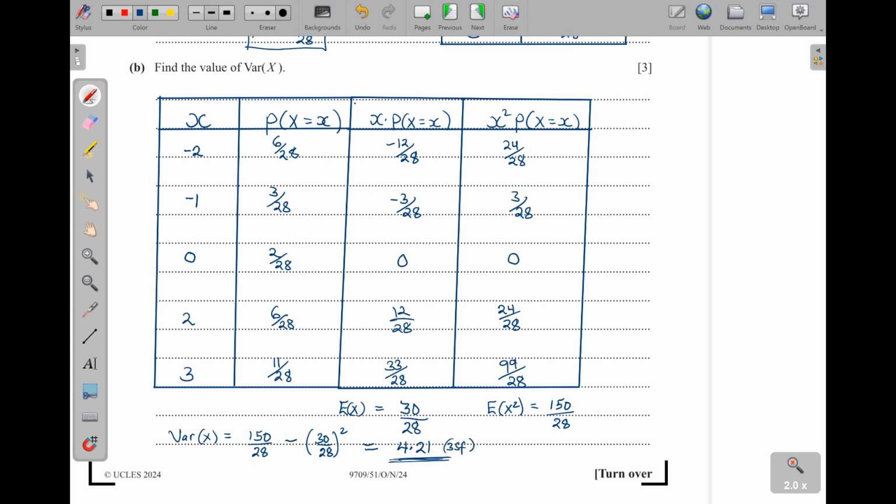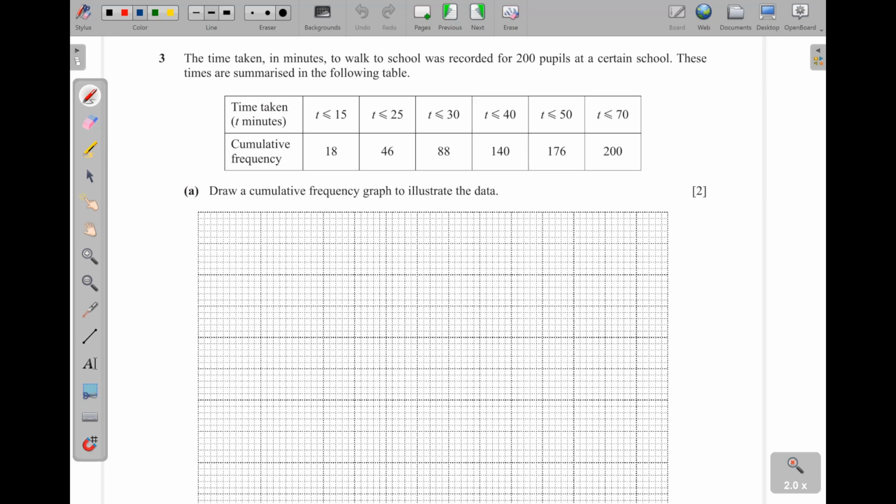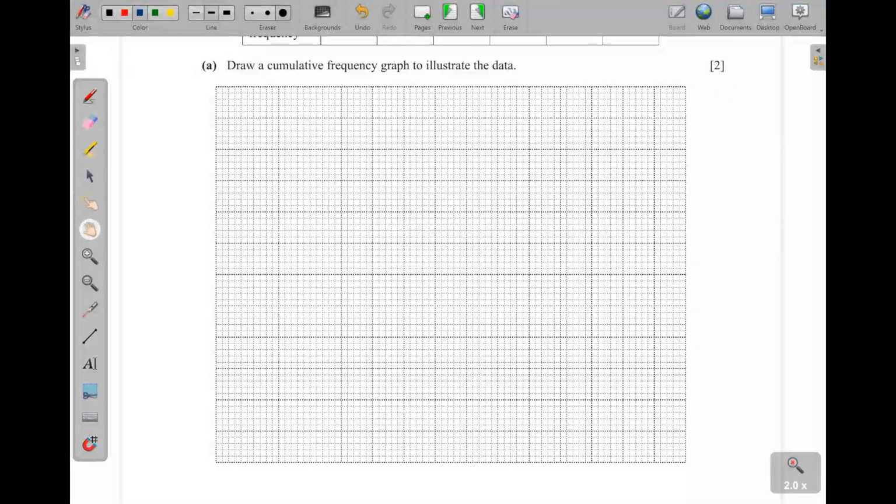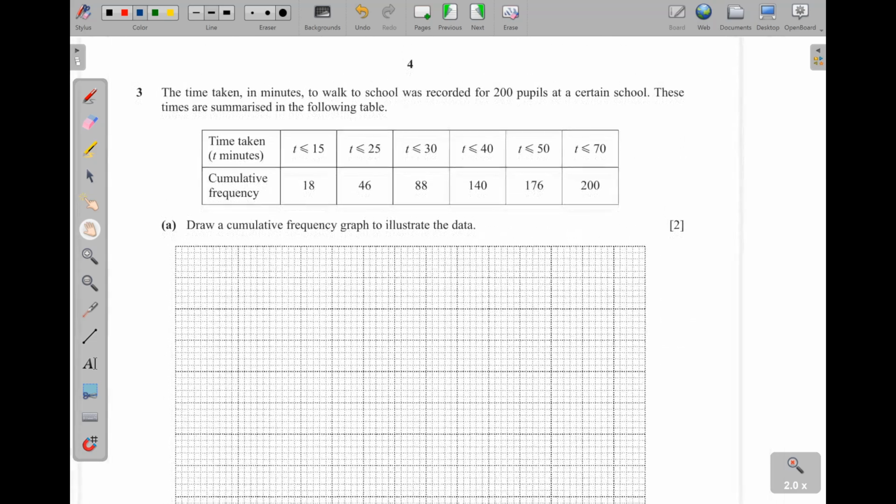As simple as that. Number 3 is coming from statistics. The time taken in minutes to walk to school was recorded for 200 pupils at a certain school. These times are summarized in the following table. Now we are given the upper class boundaries and then the cumulative frequency. Those are the ones we are supposed to use to draw the cumulative frequency curve, or what we call the ogive. Make sure that your graph covers at least 3/4 of the graph paper, of the grid.